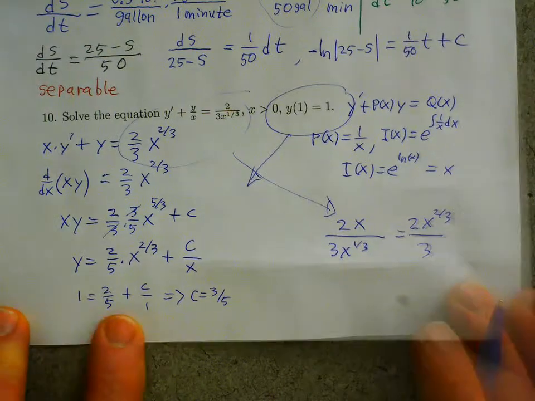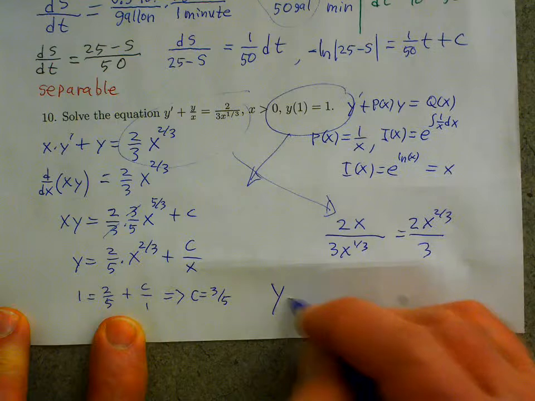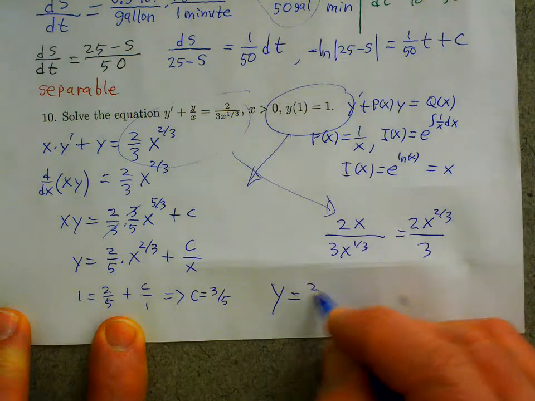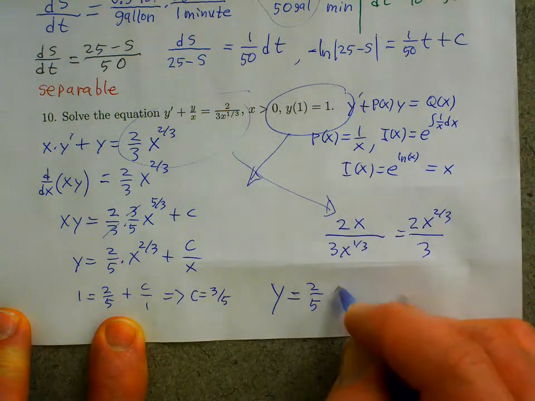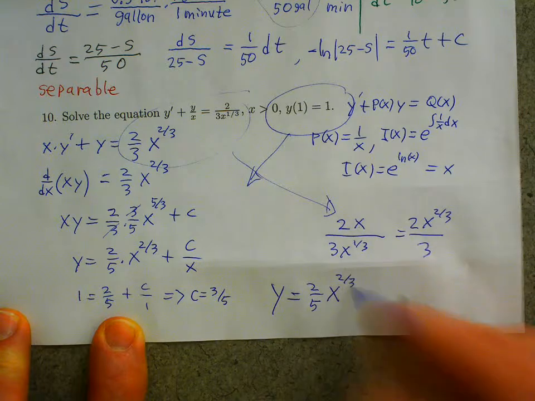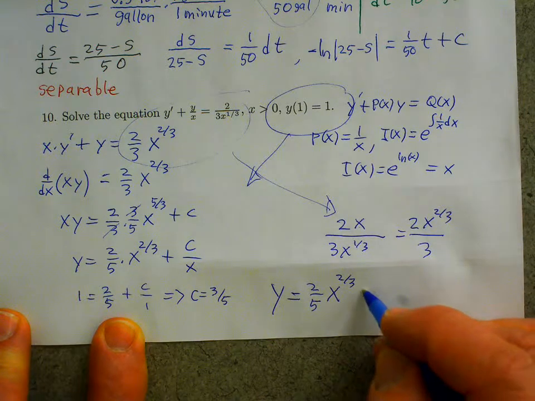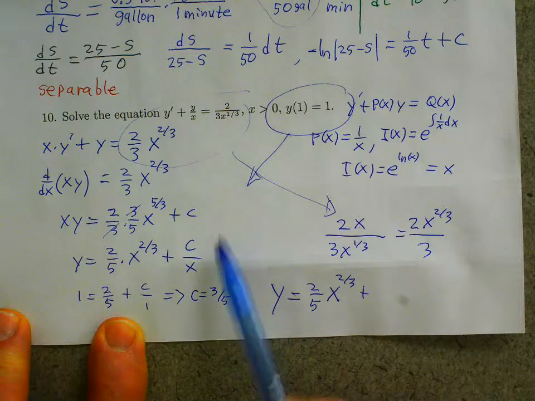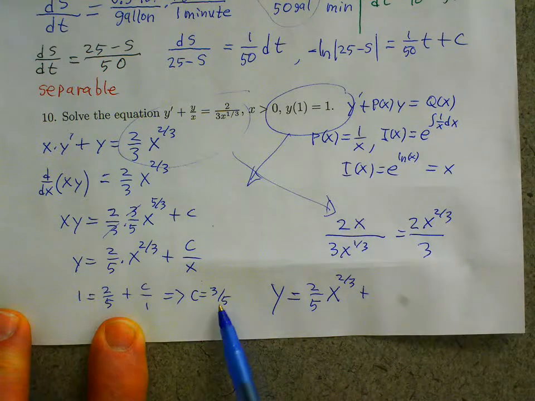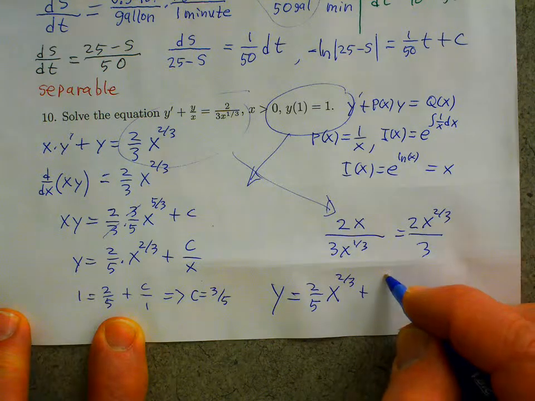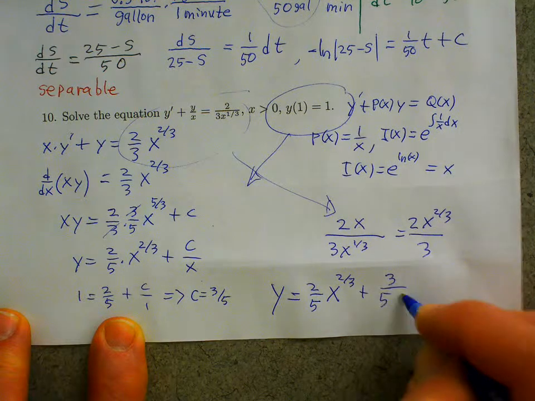So our function then is y equals 2/5 times x to the 2/3. And then instead of c over x, we can write it as 3 over 5x if you want.